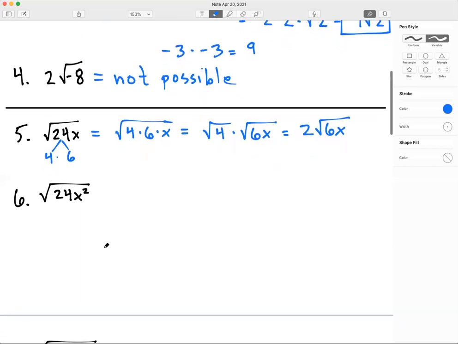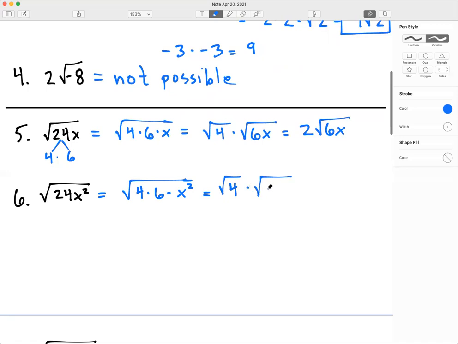Number 6. This is a little different, but very much the same. We have to take the square root of 24, which is it a perfect square? No. What goes into it that is a perfect square? Well, we already determined that. It's 4 times 6, okay? So we'll just do our 4 times 6 times our x squared. Now, the only difference in this problem is we have an x squared now, right? So let's just go about the problem the same way, and then I'll show you what to do with the x squared at the end.